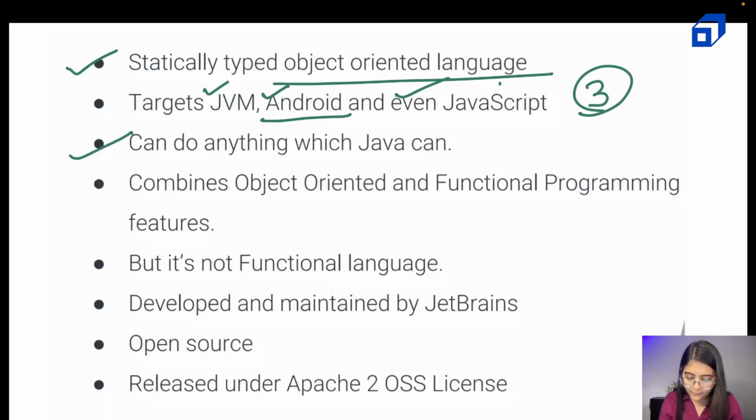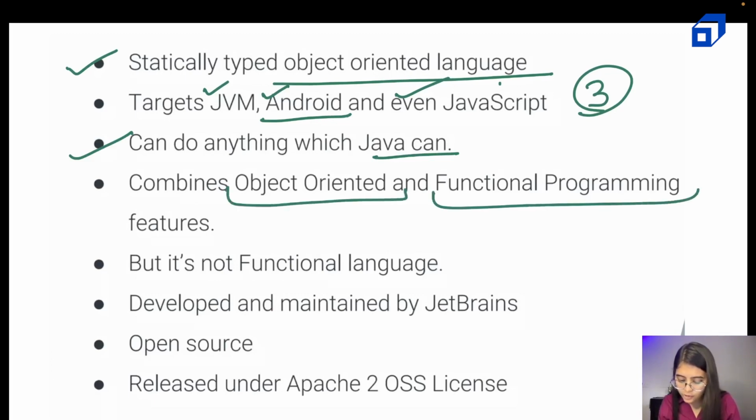It can do anything which Java can, and it combines object-oriented and functional programming features. If you have already read about OOPS, that is object-oriented programming, you would know some of the features like encapsulation, inheritance, classes, objects, and so many things, right? It somewhere combines the features of both object-oriented as well as functional programming languages. But remember that it is an object-oriented language and not a functional language.